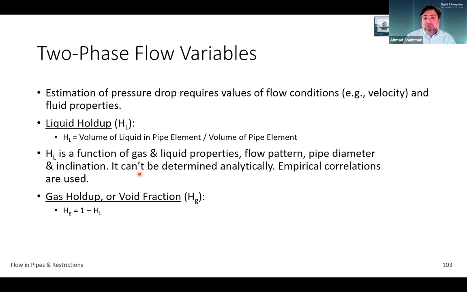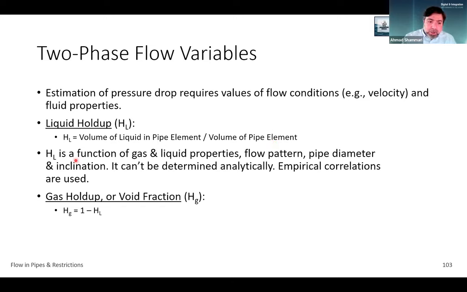The estimation of pressure drop requires values of flow conditions, velocity, and the fluid properties. And that's why we need to define the liquid holdup. What is the liquid holdup? So it's the volume of liquid in a pipe element divided by the volume of the pipe element. Meaning, if we consider that we have a pipe of constant cross-section, at any cross section, we look into how much of that cross section is occupied by liquid. We divide it by the volume of the pipe or the area of the pipe, then we can define the liquid holdup. The liquid holdup is extremely important in two-phase flow.